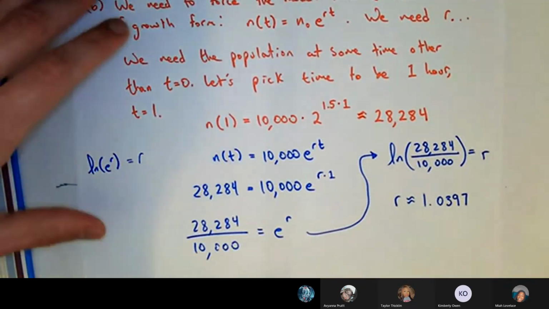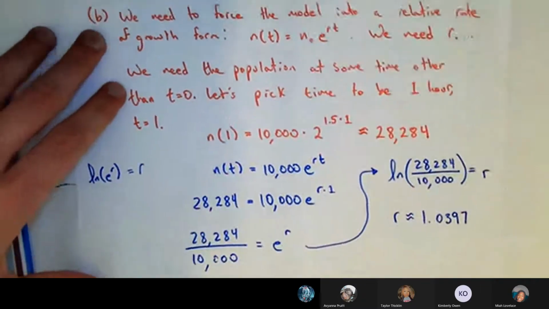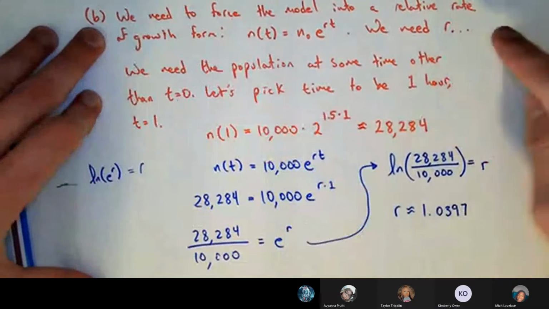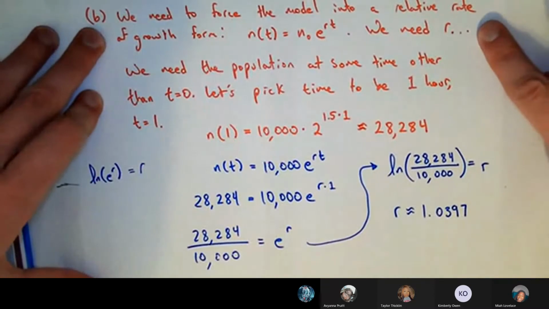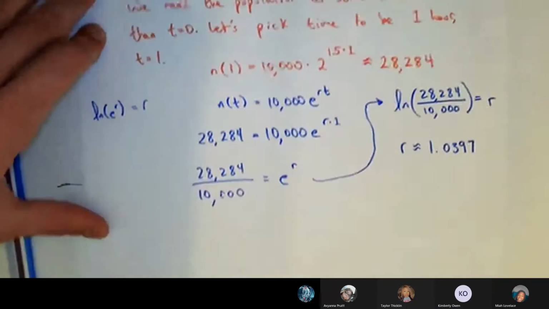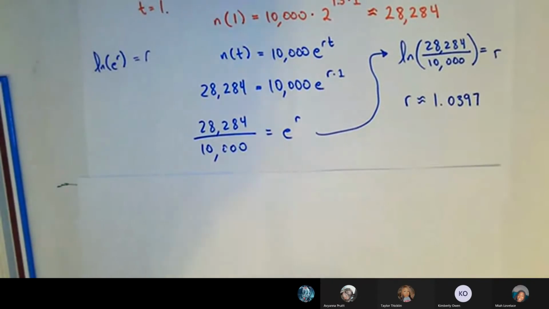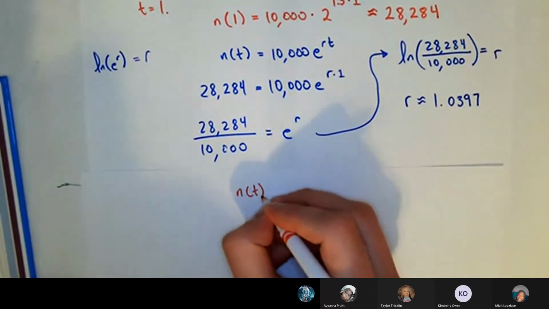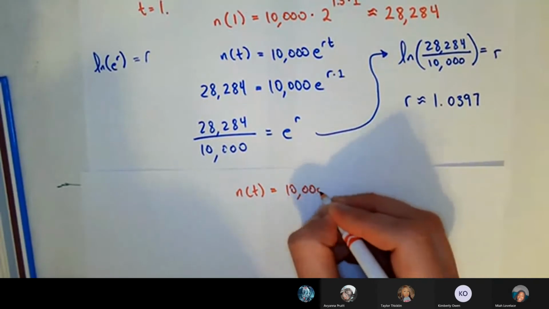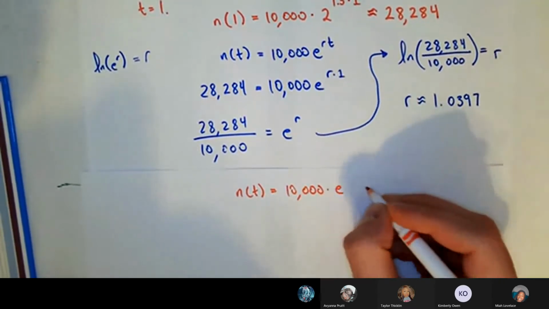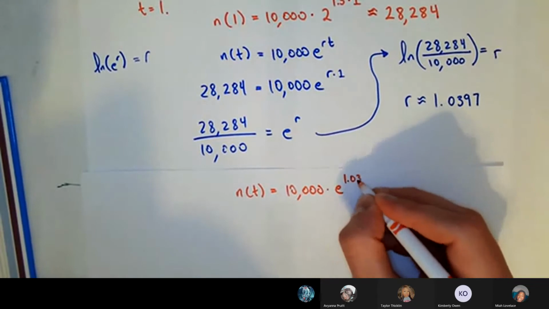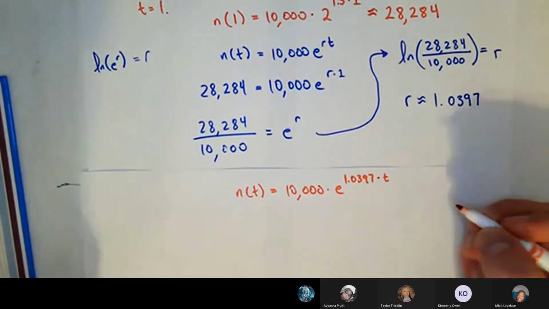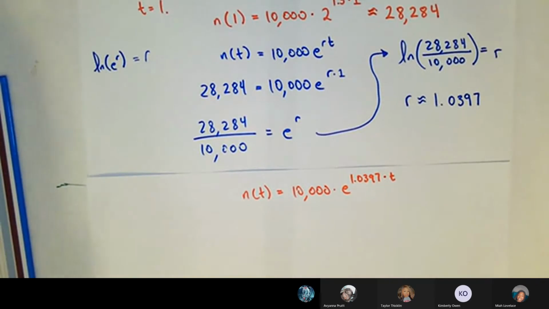So finally, I'm ready to write the model that they want. They wanted this model to be forced into a relative rate of growth form, but I needed R to be able to do that. So now I'm ready to write the model. It should be N of t is equal to initial population times e raised to the R, which is that 1.0397 times t.